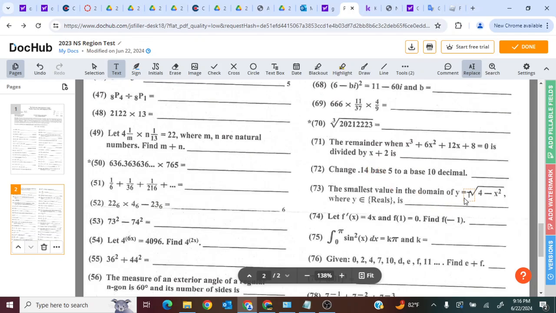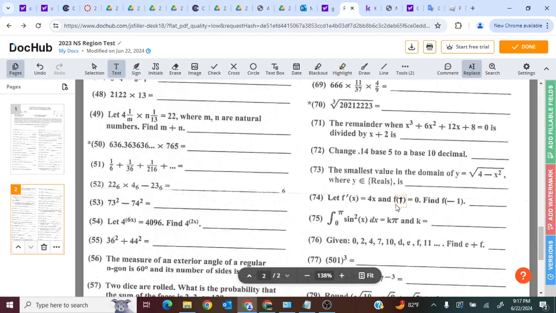Smallest value in the domain of y equals square root of 4 minus x squared, where y is real, is what? Okay, so basically smallest value in domain. Basically, you got to figure out what's the smallest value that causes this to still be non-negative. So in that case, the lowest value would be negative 2, since 2 or negative 2 squared works, so negative 2 is your smallest.